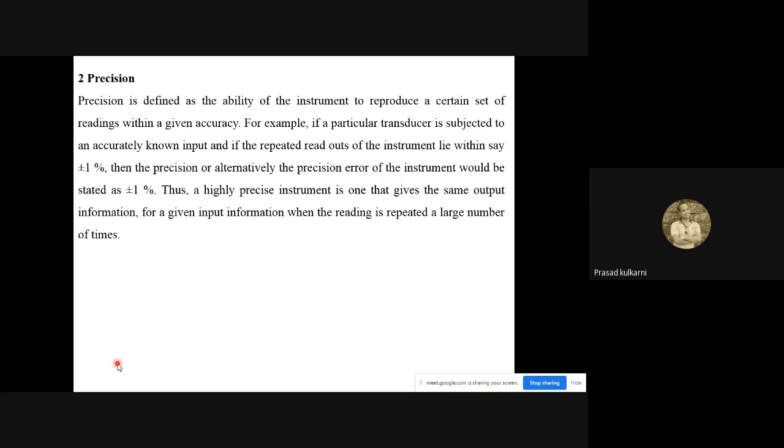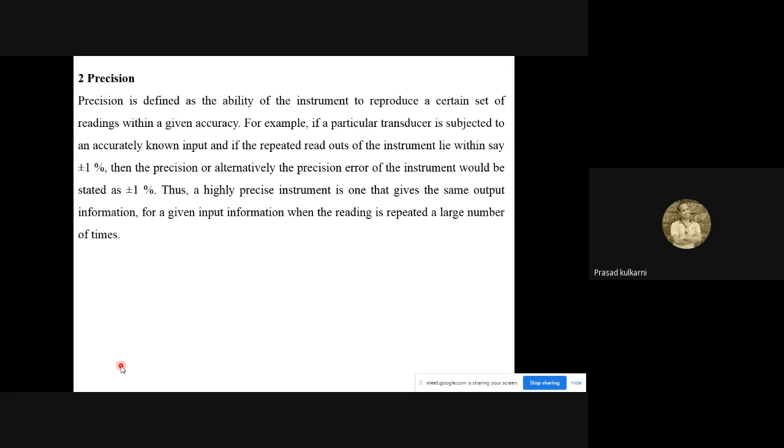So, a highly precise instrument is one that gives the same output information for a given input information when the reading is repeated a large number of times. If you are using the same micrometer for 8 hours, taking thousands of readings and observing the same accuracy again and again, or the same deviation between the true value and the measured value, that can be called the precision. So precision is very important in order to maintain the accuracy.